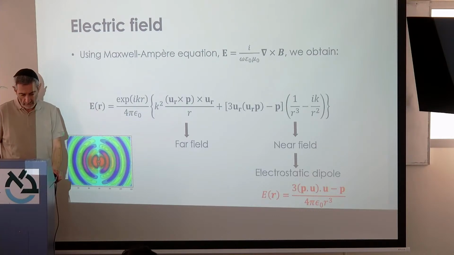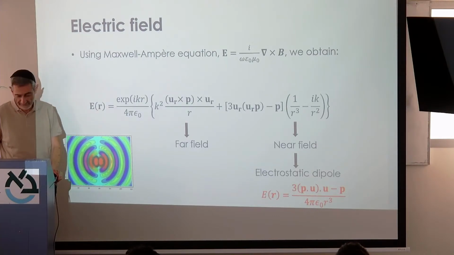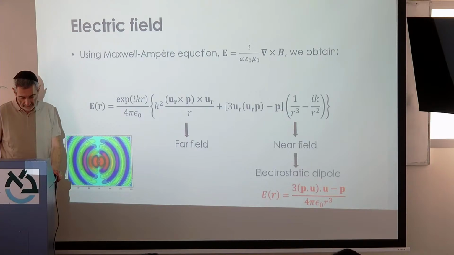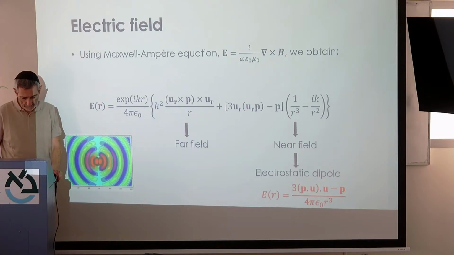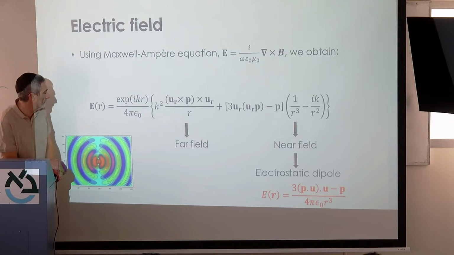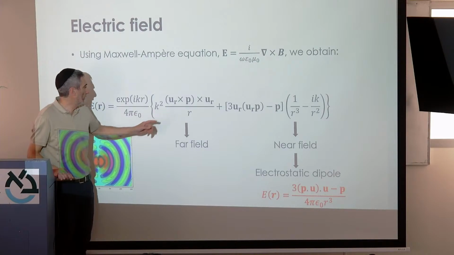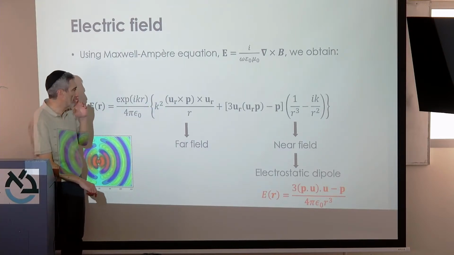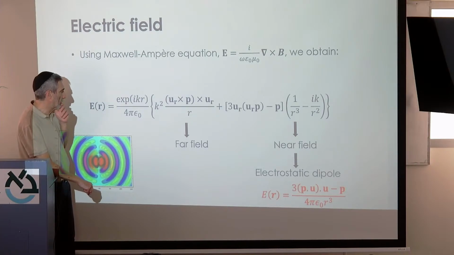Very nice. So at large distance, wait, before that, that's the expression for E of R. So if I come back here, we have E of R. This is orthogonal to P and R, and again orthogonal to R. So these two terms are orthogonal to the direction of propagation, right?